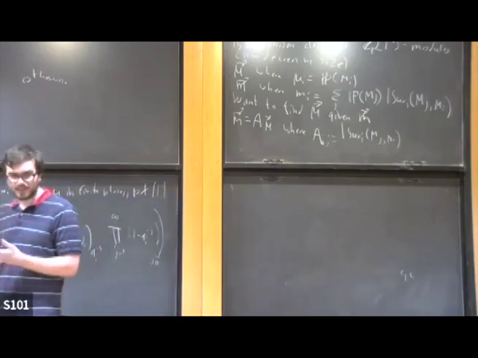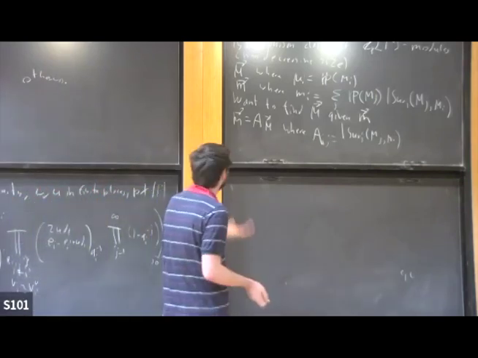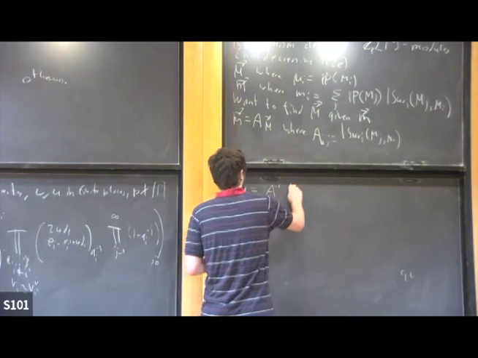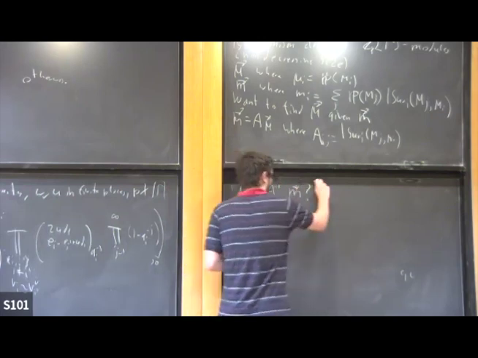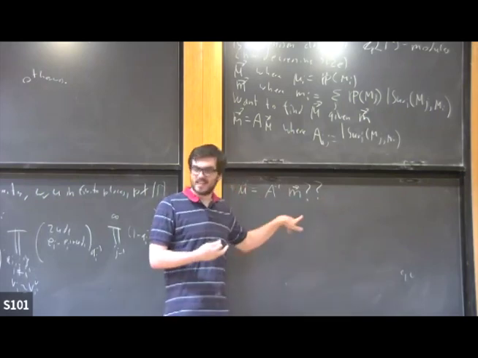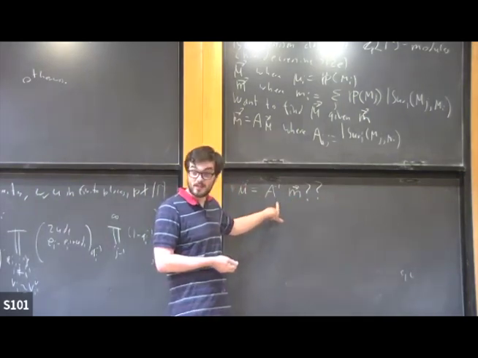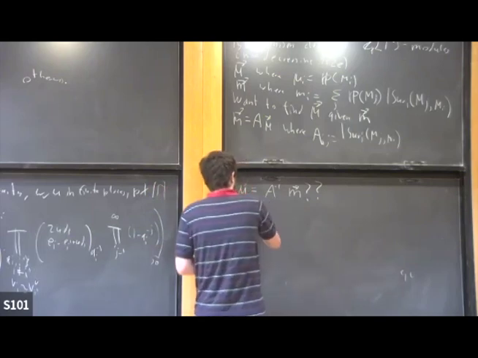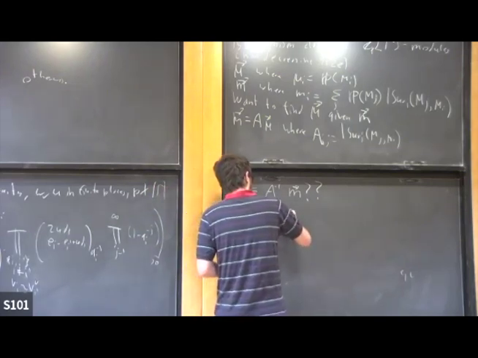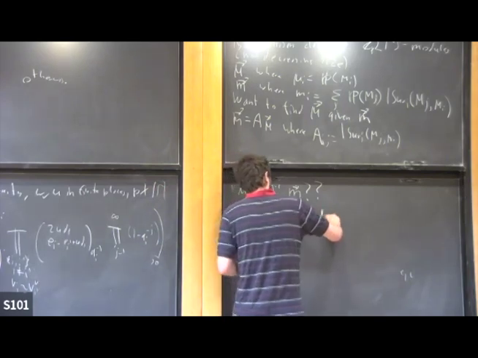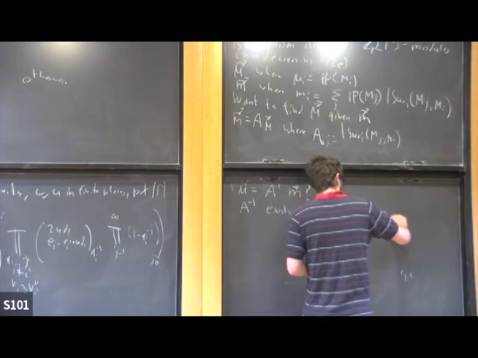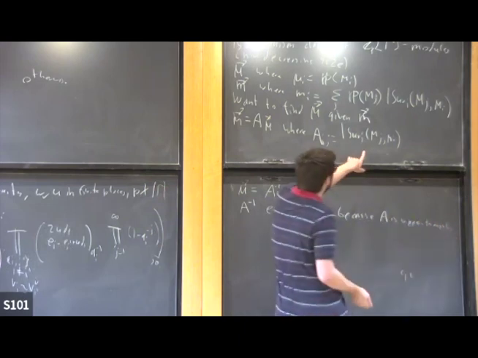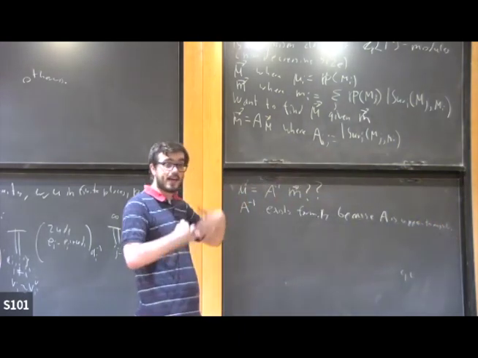If you write it like this, there's a very obvious guess for what the answer should be, which is mu equals A inverse times the moment vector. Because these are infinity by infinity matrices, this is not a trivial theorem. This is something you have to prove. In fact, A inverse might not even exist. But A inverse exists formally, because A is upper triangular. There are only surjections from bigger modules to smaller modules, which makes A an upper triangular matrix.